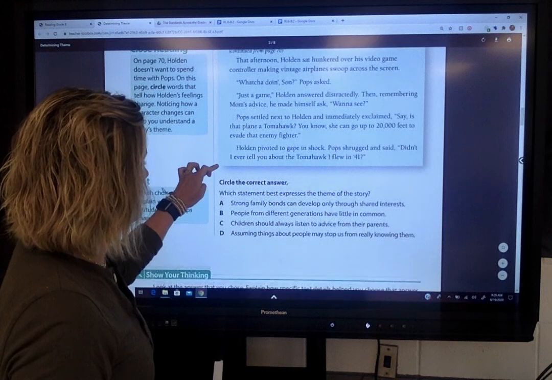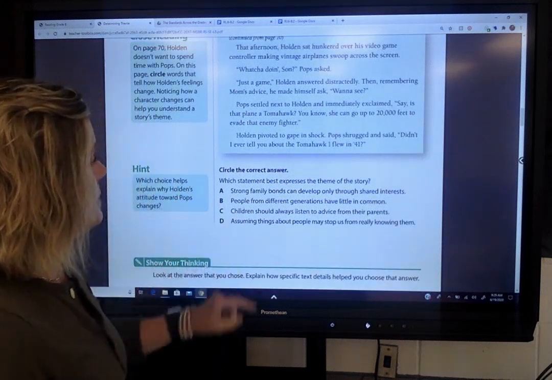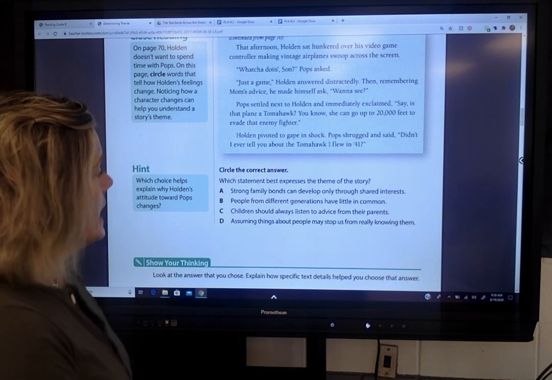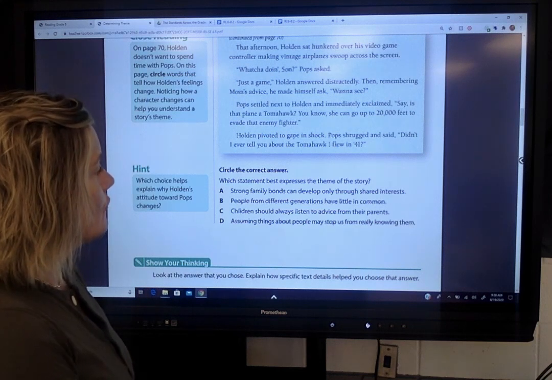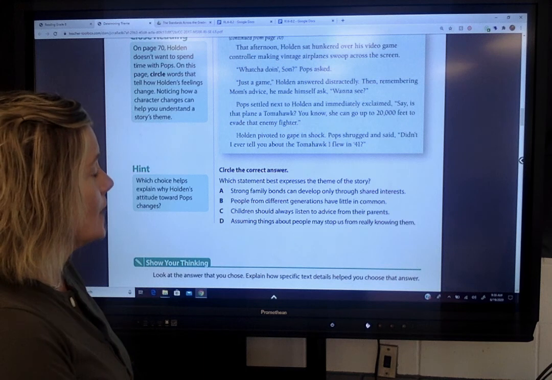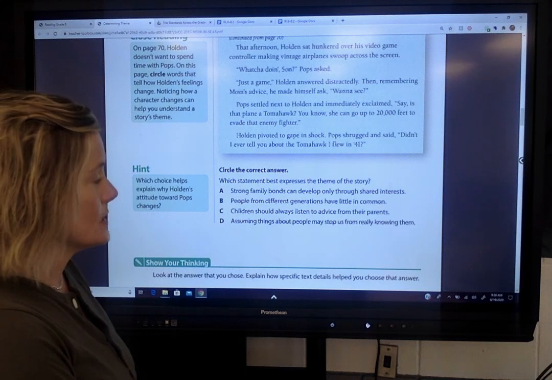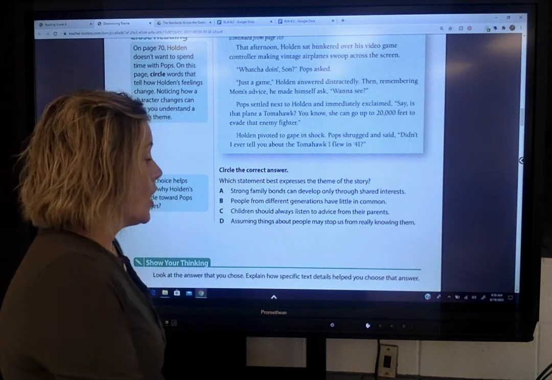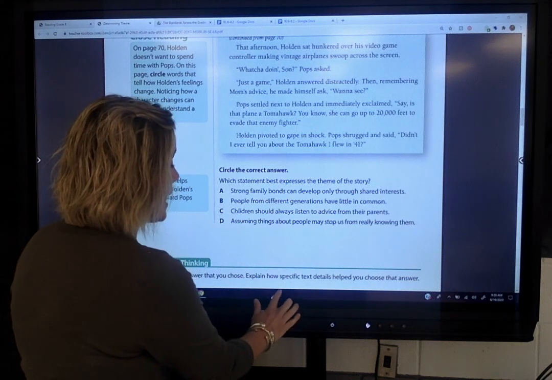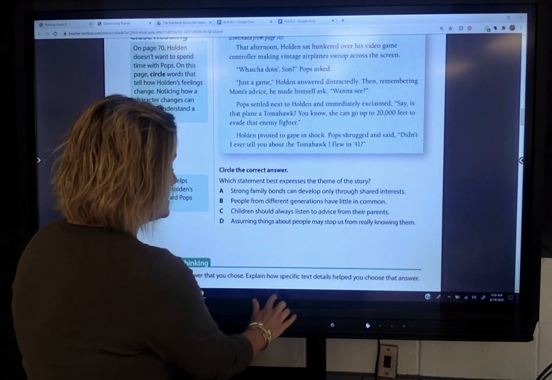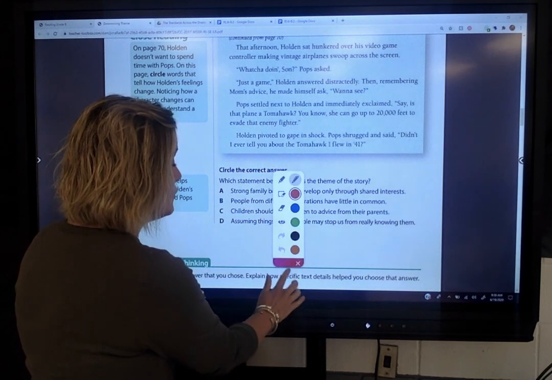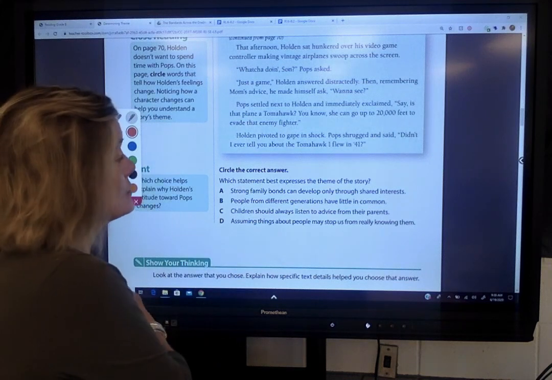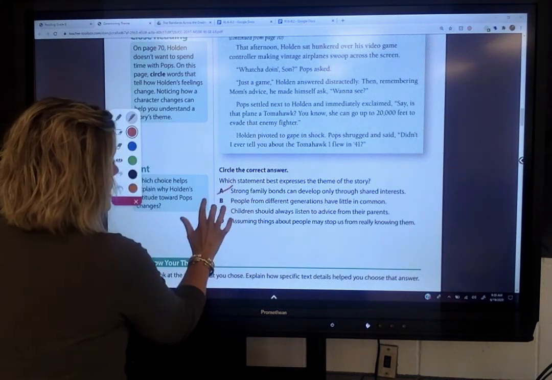So let's look and see if we can figure out the best theme of the story. Which statement best expresses the theme of the story? A says, strong family bonds can develop only through shared interests. Well, this wouldn't be correct because Holden had no idea that Pops flew that Tomahawk. So he didn't find out until the end of the story. So A is not correct.